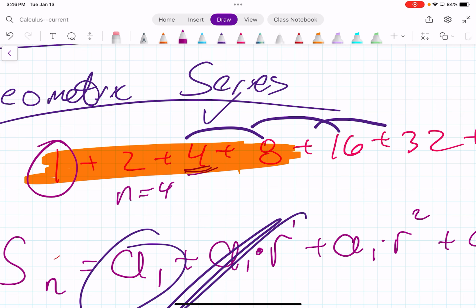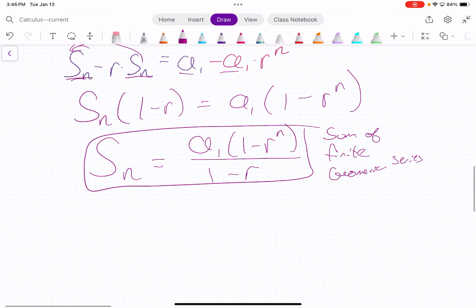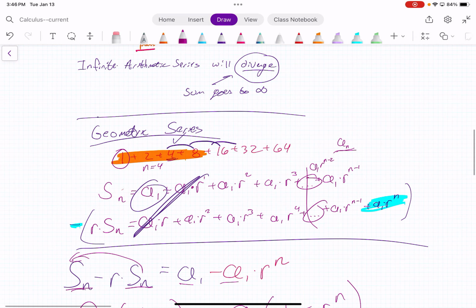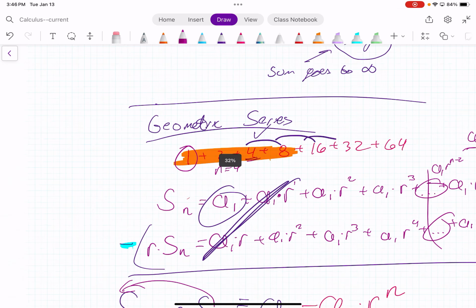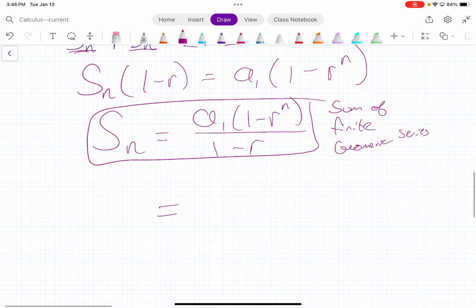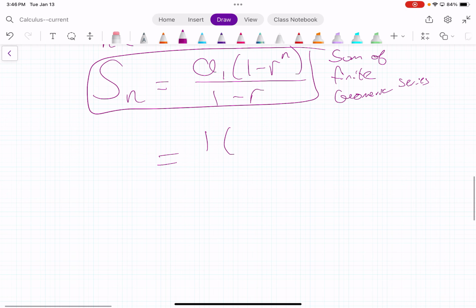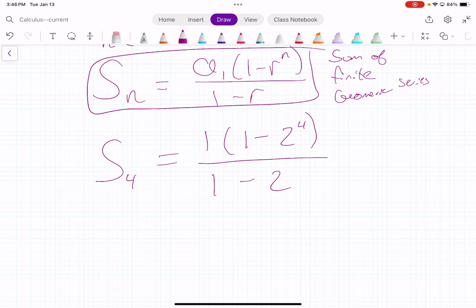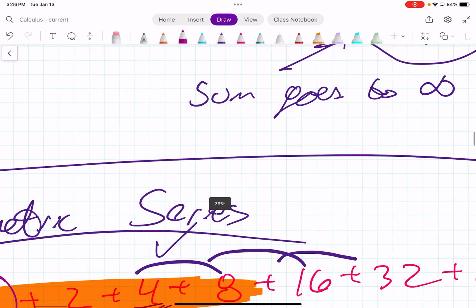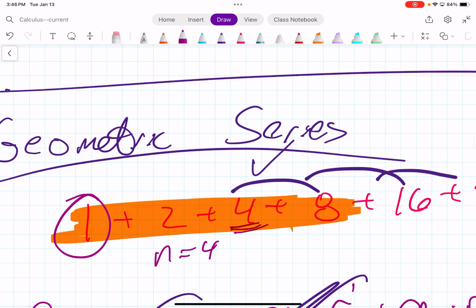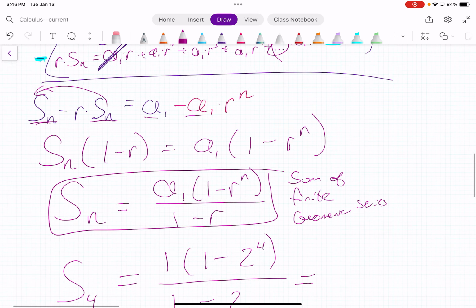And a sub 1 is 1. And notice that's the only other piece we needed, right? We knew r, because r here is 2, right? So if we just substitute that all in, literally we'd say, okay, a sub 1 is 1 times, so s sub 4 would be 1 minus 2 to the 4th over 1 minus 2. Confirm it worked. We can see the answer. It should be 15, right? Is it? Can you do it in your head?